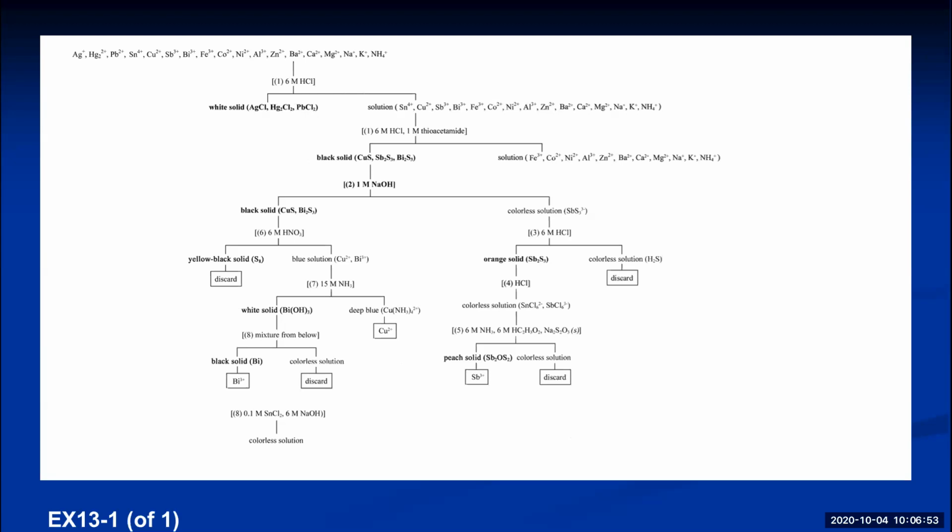In the following experiments, we'll take the remainder of the cations that are up there at the very top right, or the most right. That's the solution after the addition of the thioacetamide, the iron, cobalt, nickel, aluminum, zinc, barium, calcium, magnesium, sodium, potassium, ammonium. And then we're going to separate out a subset of those, but that's going to be the group 3 cations. That'll be for experiments 16 and 17.